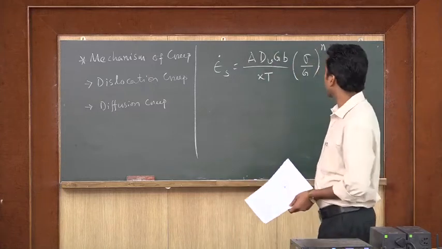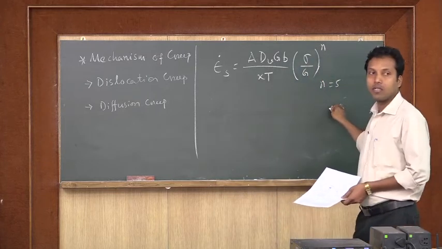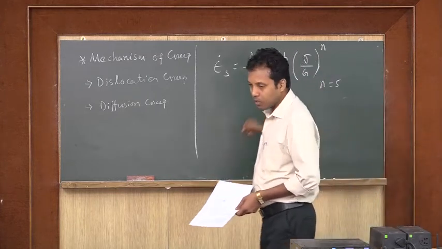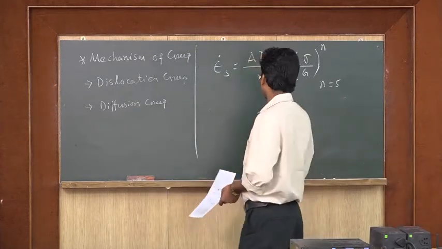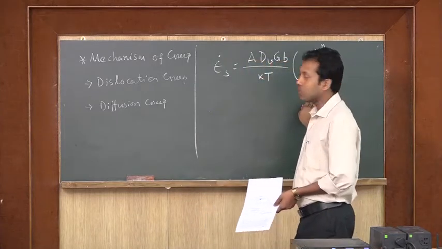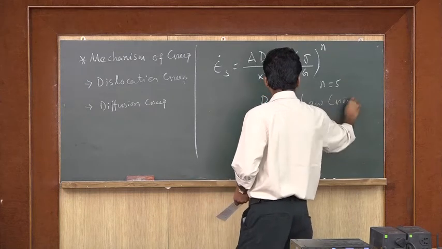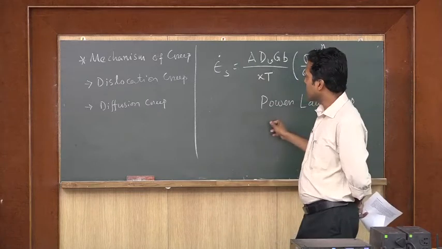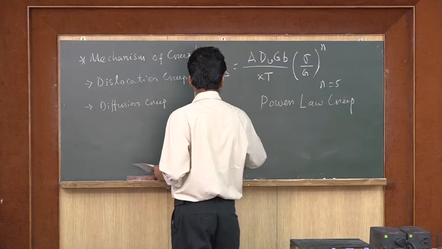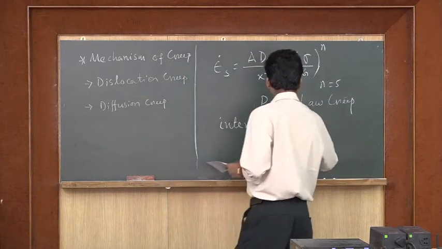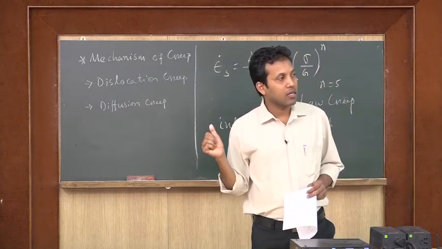Mostly, in most cases, this n equals 5. Many cases we see that the value of n is equal to 5. So, this kind of equation is known as power law creep. Means under dislocation creep, as we have this exponent n, it is also named power law creep. It is in the intermediate to high stress ranges that we have this kind of creep mechanism.